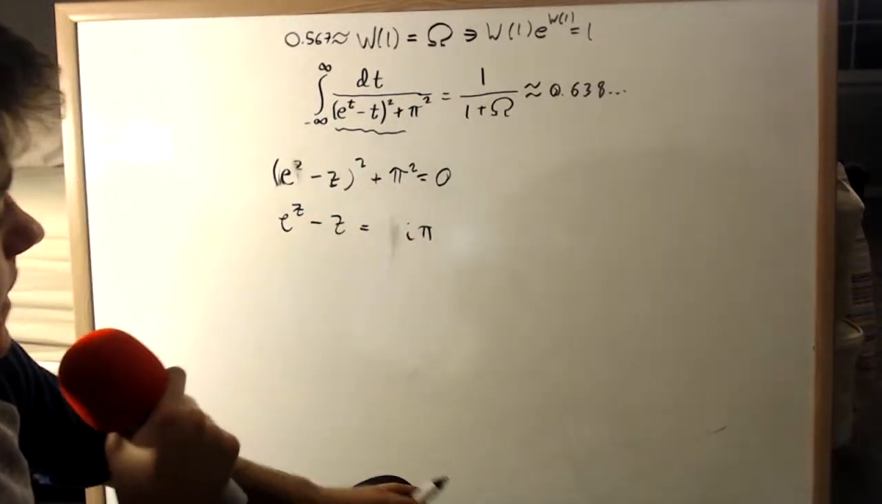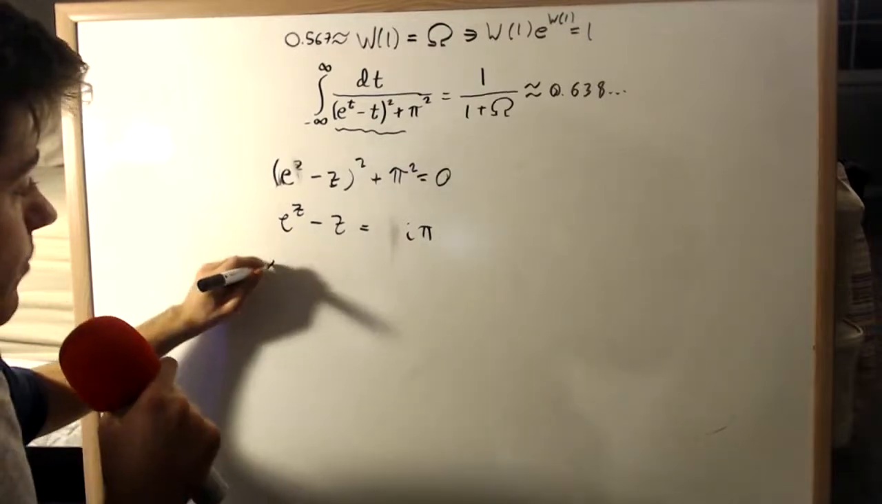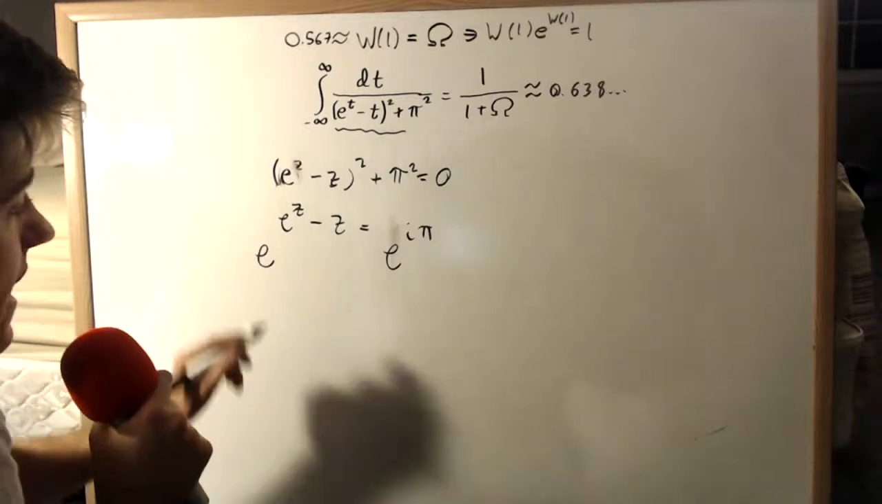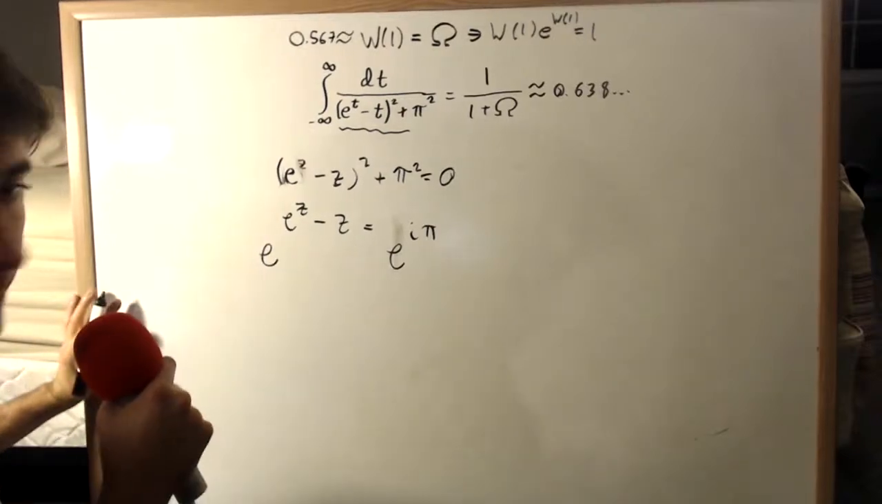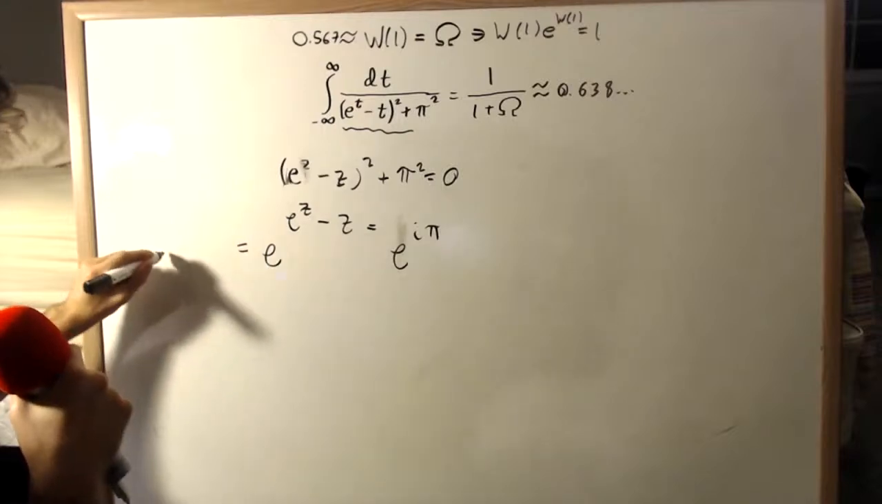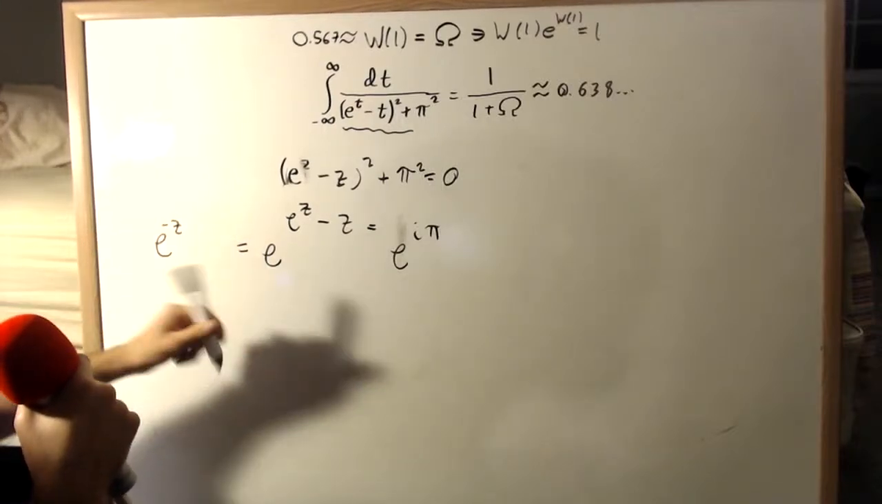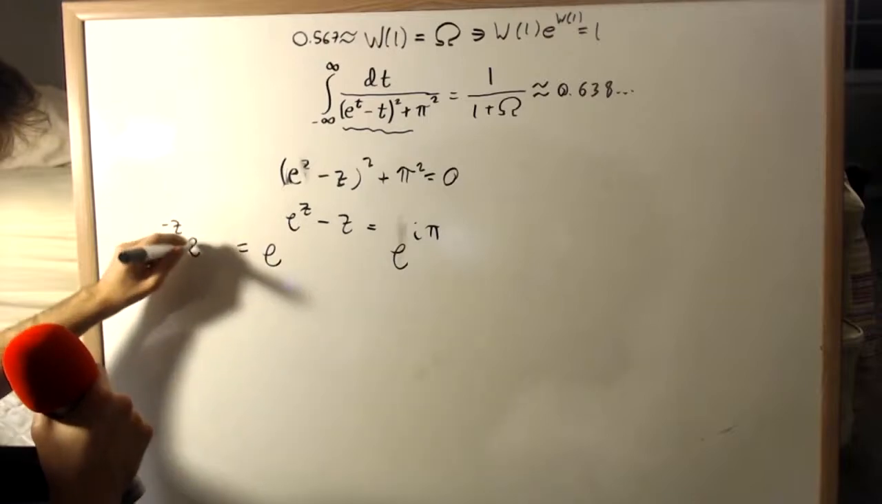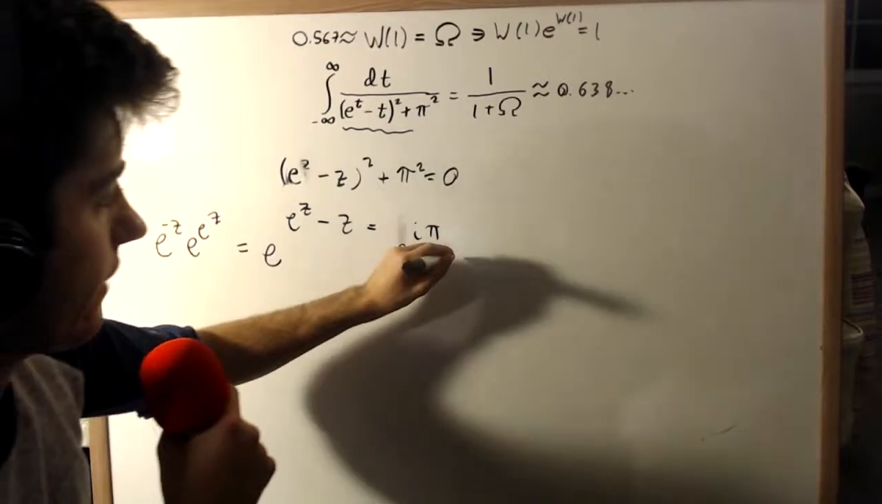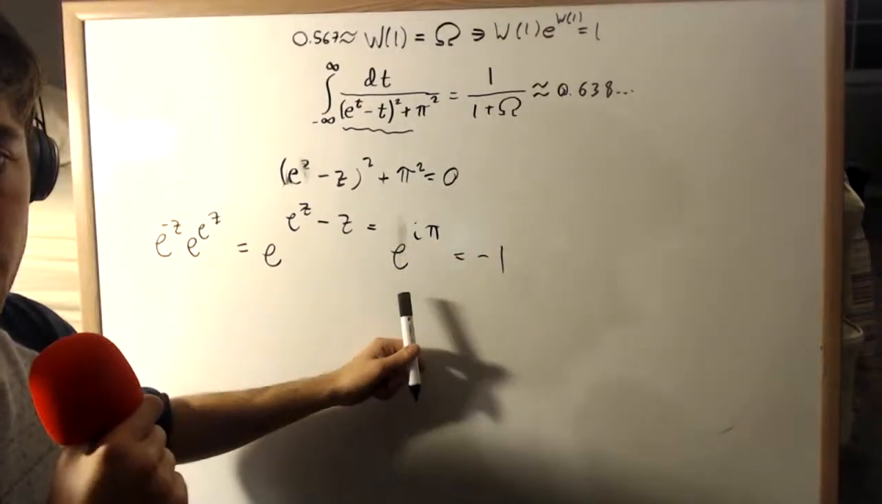So what we're going to do is raise e to both sides of the equation. And now this part right here can be rewritten as e to the negative z times e to the z. And this is negative 1, because that's from Euler's formula.